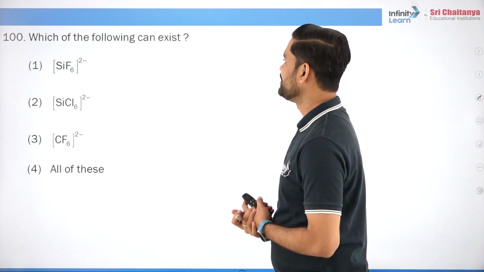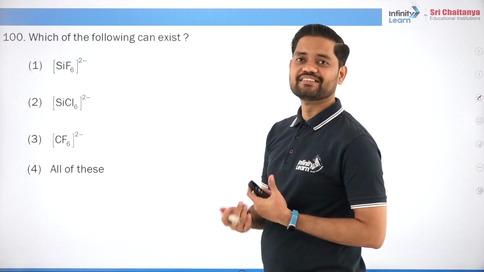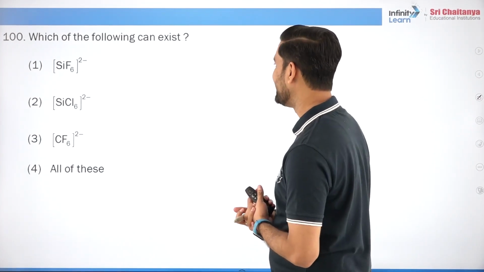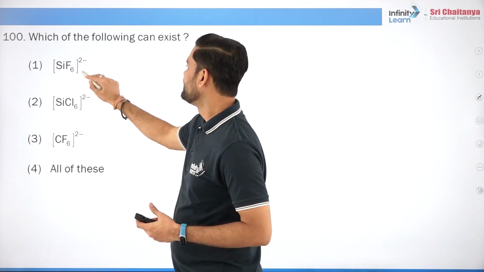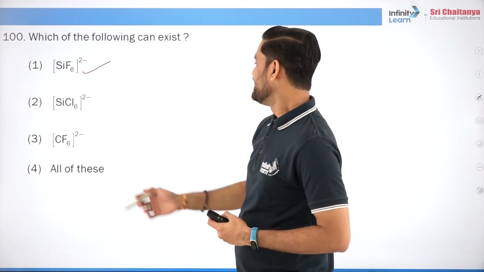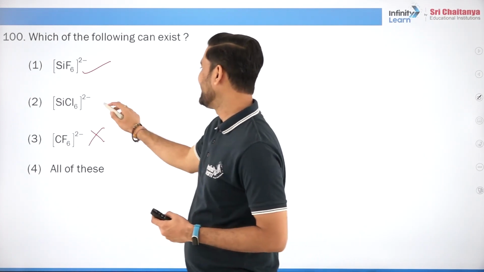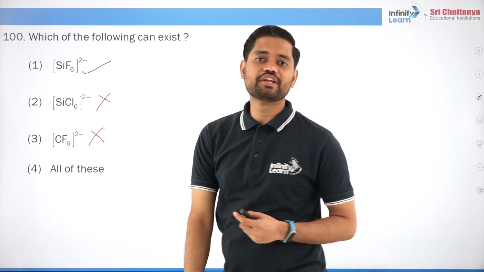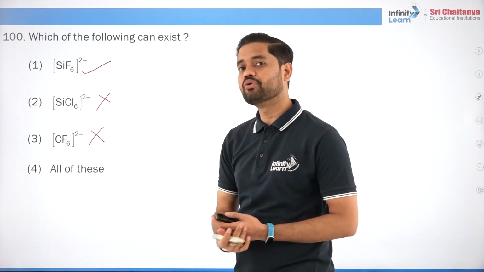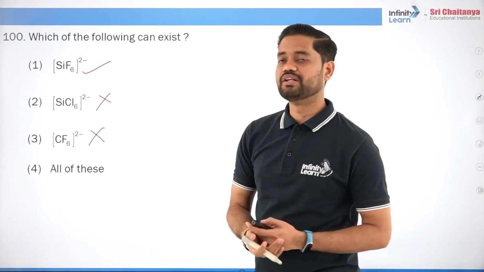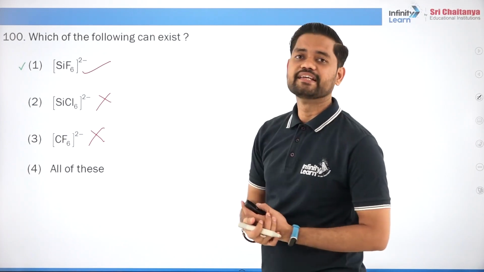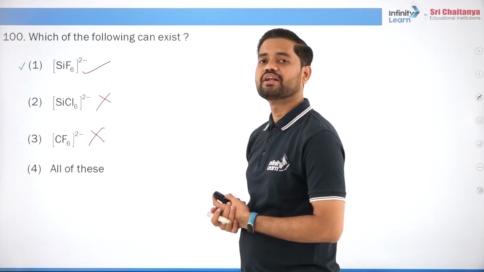Coming to the last question, which of the following can exist? The answer is SiF6 can exist. CF6 cannot exist because of the absence of vacant d orbitals, and SiCl6 cannot exist because chlorine is a very big atom and silicon cannot hold that much repulsion. Hence option 1 is the right answer for question number 100.